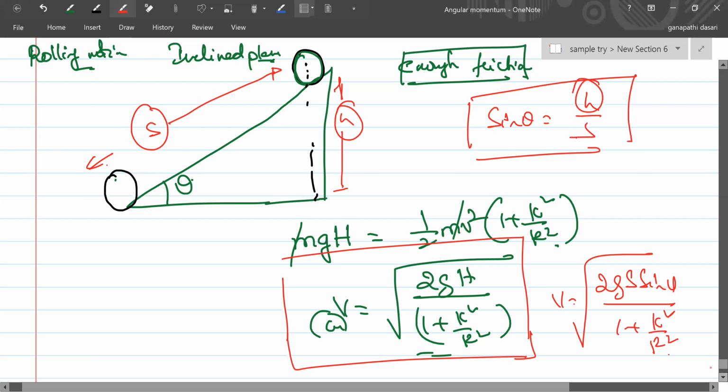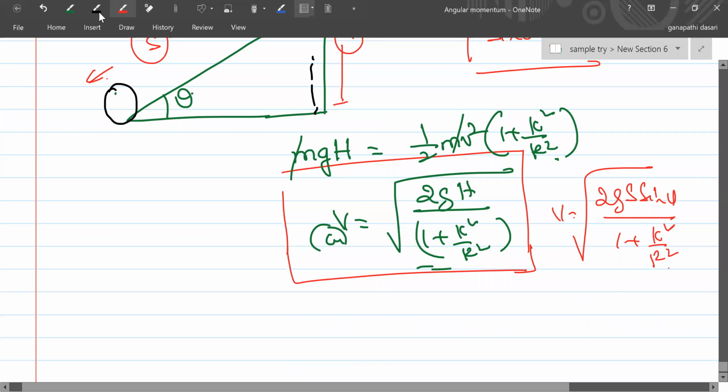Simply, if the body slides, it is the simple case that we have discussed in particle Newton's laws of motion. That is, k square by r square is 0. There is no rotational energy there. Root 2gh, or root 2gs sin theta. Yes, sir. v is equal to root 2gs sin theta.